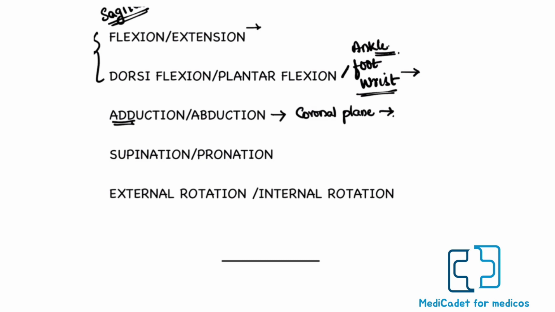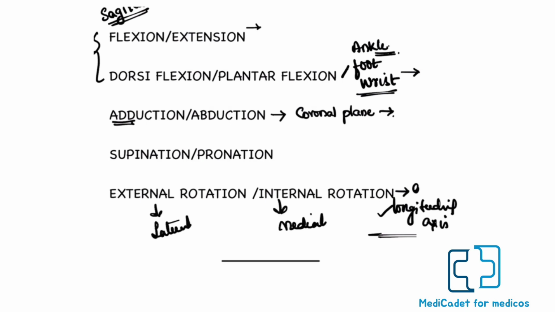And next, your external rotation and internal rotation. This occurs along your longitudinal axis, in the shoulder joints and in your hip joints. So these are larger joints where you can see more freedom of movement, right? Ball and socket joints. This is the internal rotation and this is the external rotation, mainly seen in ball and socket joints like your shoulder and hip joints. External rotation is also called lateral rotation, and internal rotation is also called medial rotation.